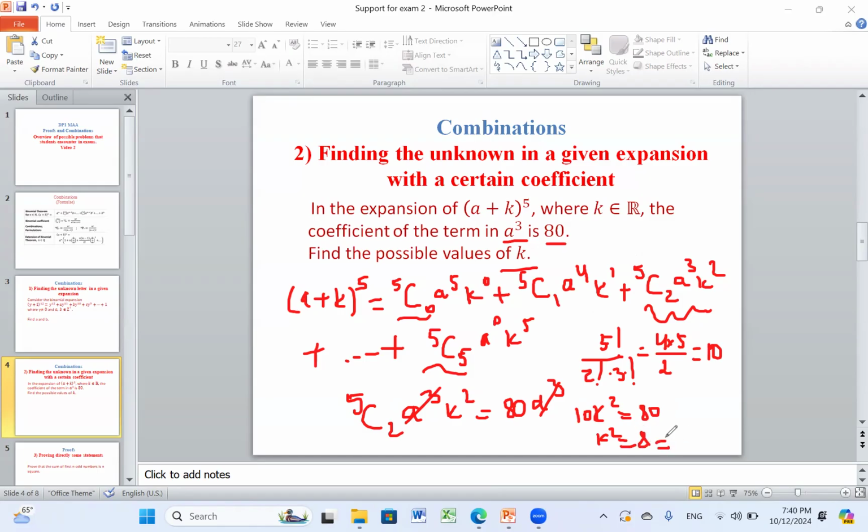And from here we get that k equals plus or minus the square root of 8. So we can have two possible values for k in this expansion. One of them is plus the square root of 8 and the other one is minus the square root of 8. So let's continue with the next one.